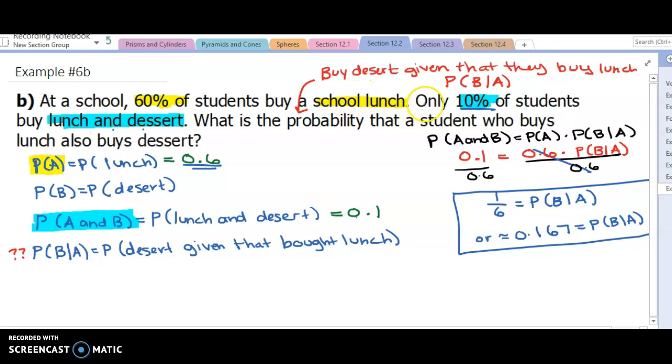So we're going to want to use our dependent event formula, which is right here. The probability of A and B equals the probability of A times the probability of B given A. The probability of A and B is 0.1. The probability of A is 0.6. So 0.1 equals 0.6 times the probability of B given A. Divide by 0.6 on both sides. I get 1/6 equals the probability of B given A, or about 0.167. So, in other words, 1 out of 6 students who buy a lunch also buys a dessert.